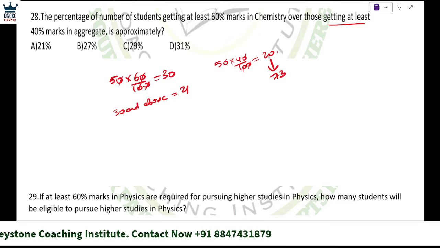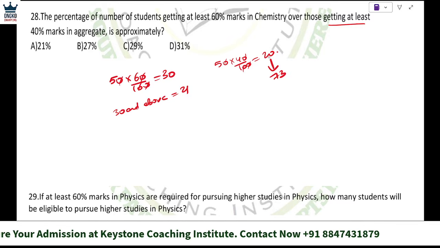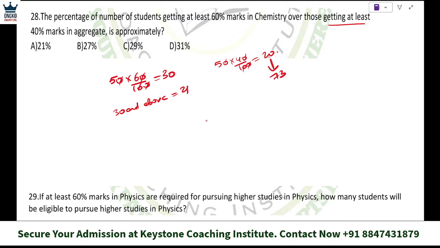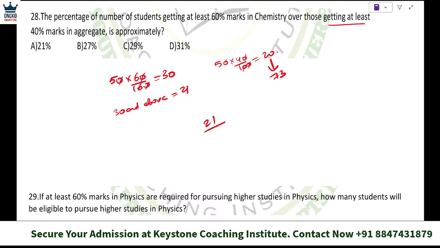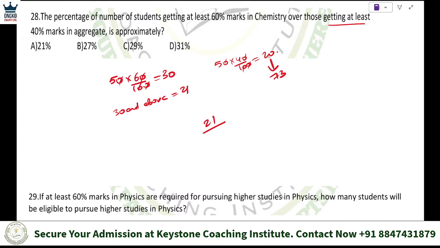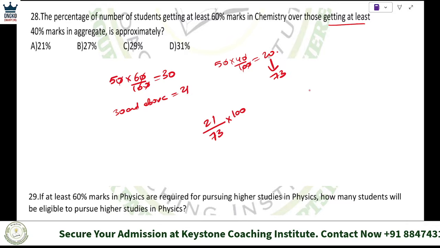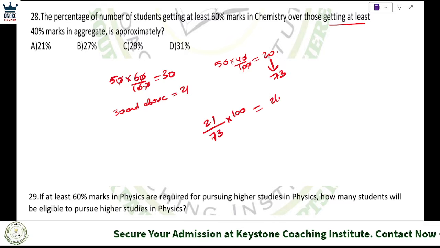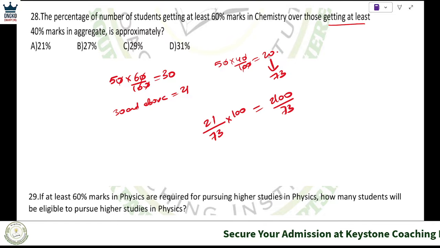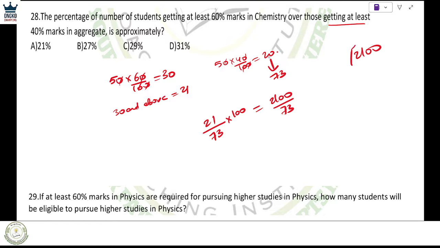So this is a percentage, so approximately. Here chemistry 30 and above is 21 and aggregate 20 and above is 73, right? Chemistry into 100. So we cannot cancel this one, so we need to divide it. So 2100 by 73.